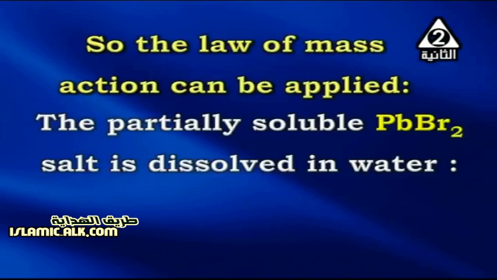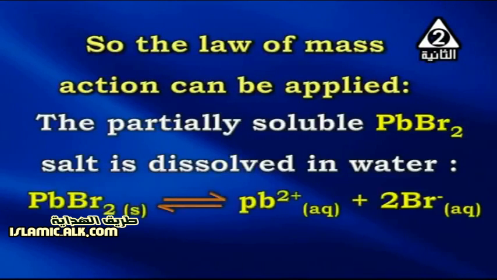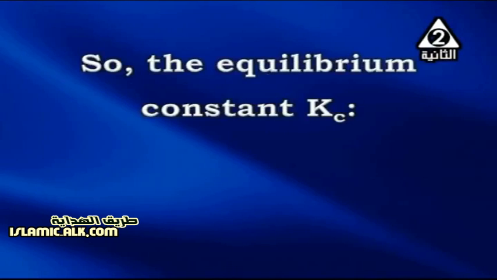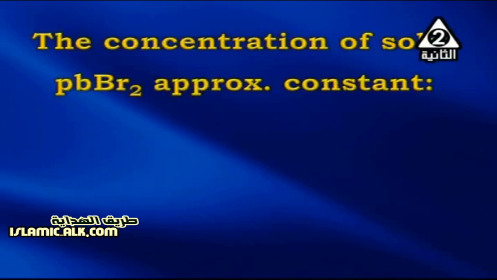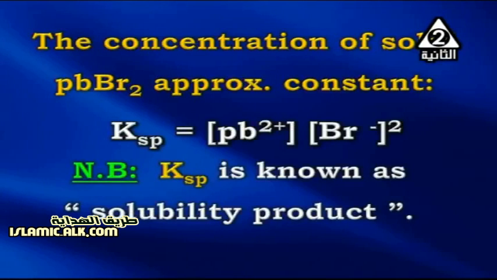So the partially soluble lead bromide, for example, is dissolved in water. It will be in equilibrium with its lead ions and bromide ions. So the equilibrium constant Kc for this equation, Kc equal concentration of lead ion times concentration of bromide ion over the concentration of lead bromide. As we know, the concentration of solid lead bromide is approximately constant, so we don't write it in the equation of the equilibrium constant. So the equilibrium constant Ksp equal concentration of lead ions times the concentration of bromide ions power 2. Note that Ksp is known as solubility product.